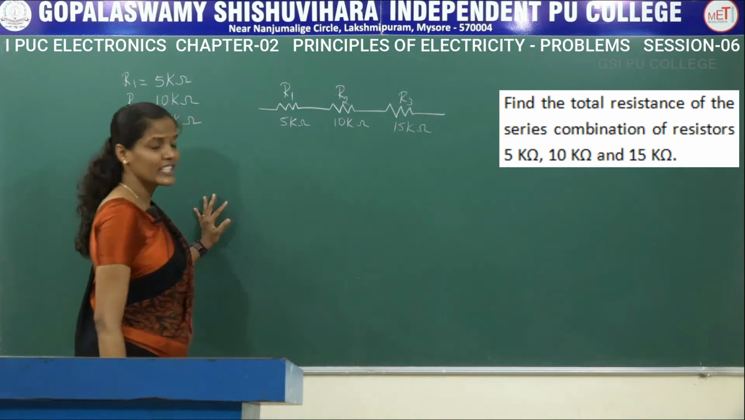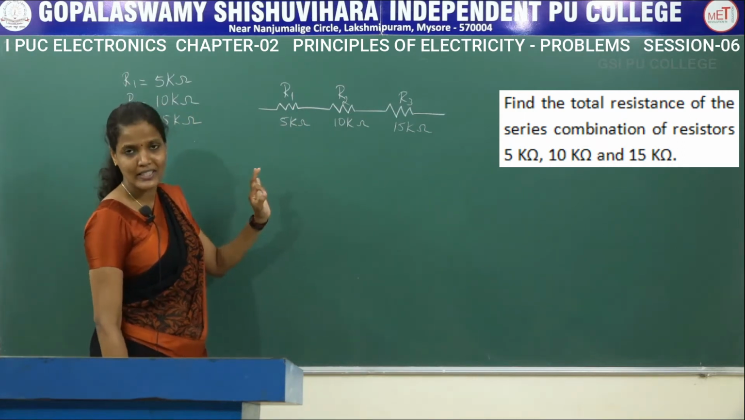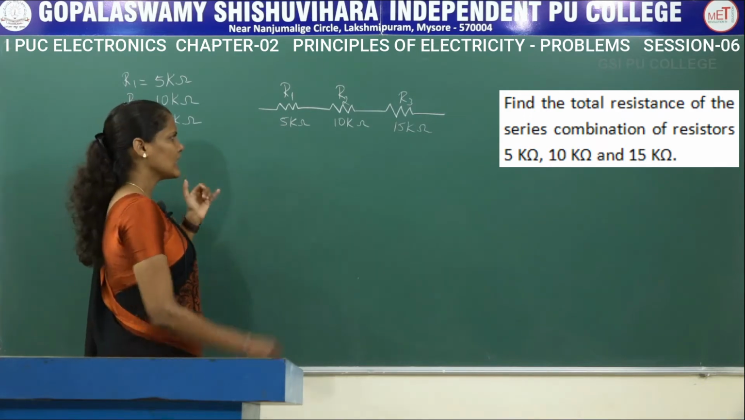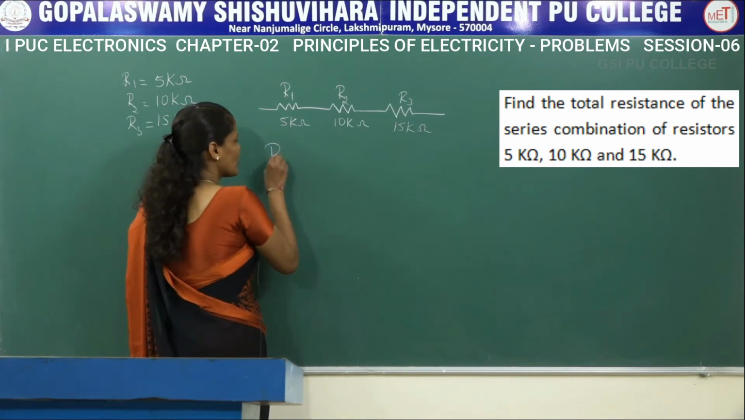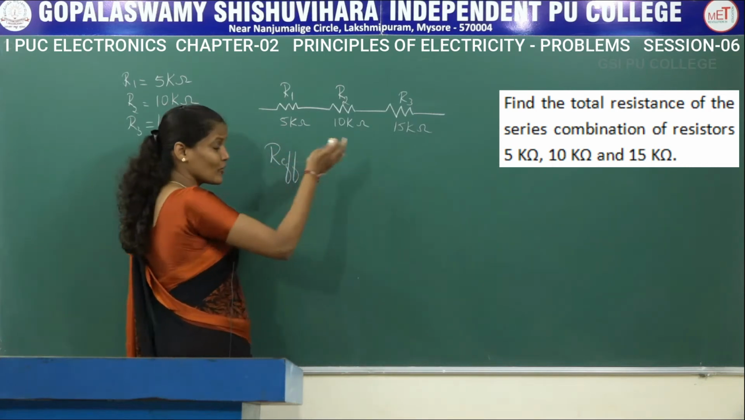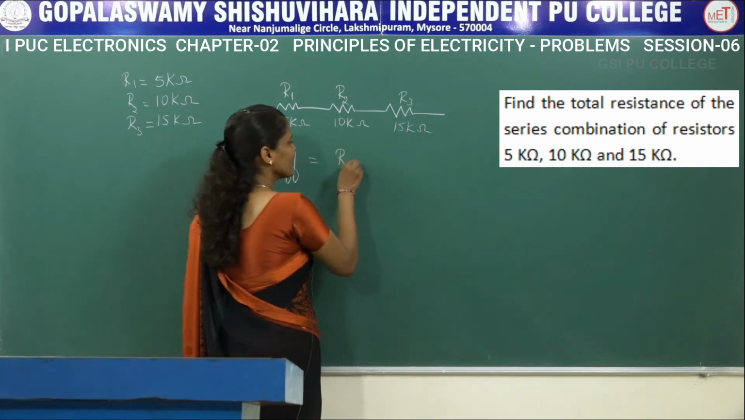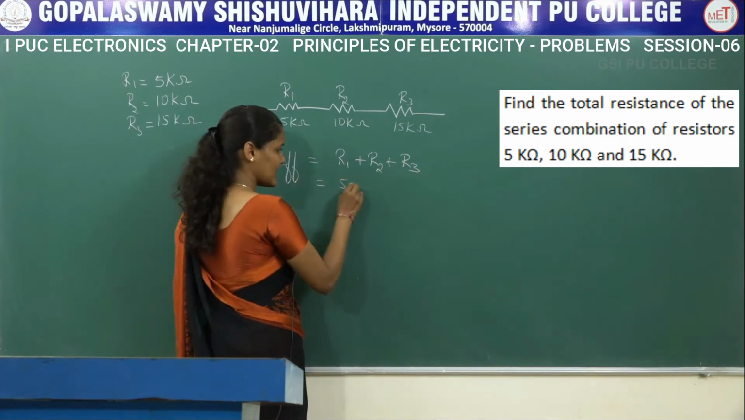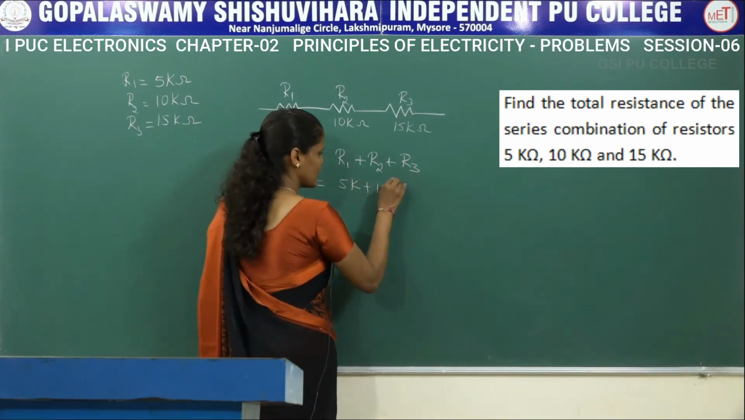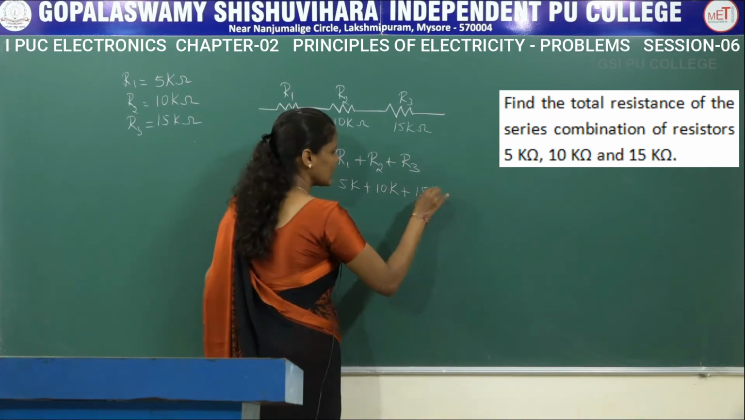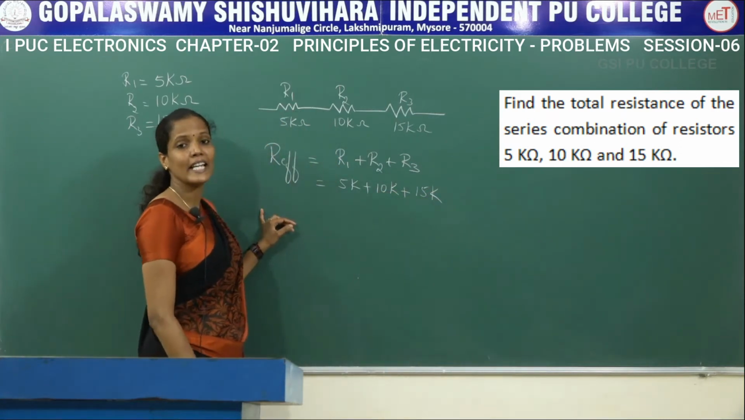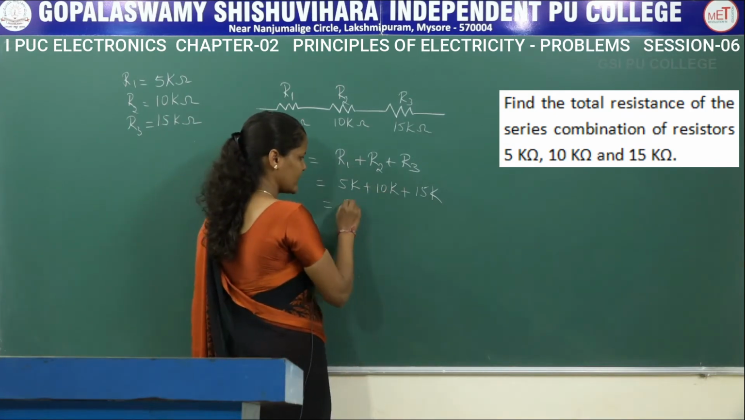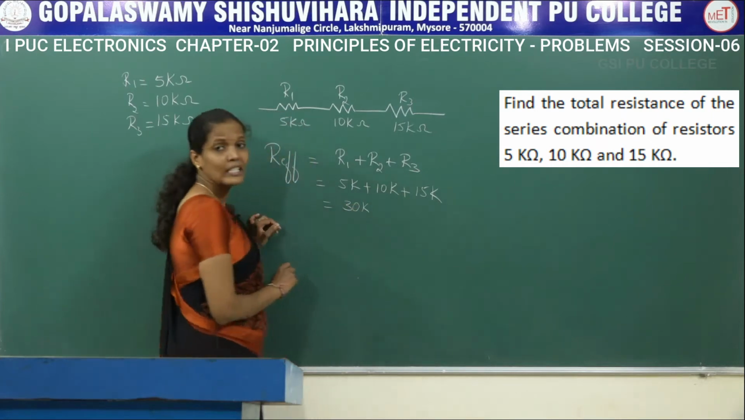So just now I had written the formulas in order to find the effective resistance of the resistor when they are connected in series, when they are connected in parallel. So hagagi illi series agirodrinda the total resistance or the effective resistance of these three resistors will be given by R1 plus R2 plus R3. R1 value is 5 kilo plus R2 value is 10 kilo plus R3 value is 15 kilo. Kilo means it is 10 to the power of 3. So 10 plus 5 plus 15 anta helidre its value is equal to 30 kilo.